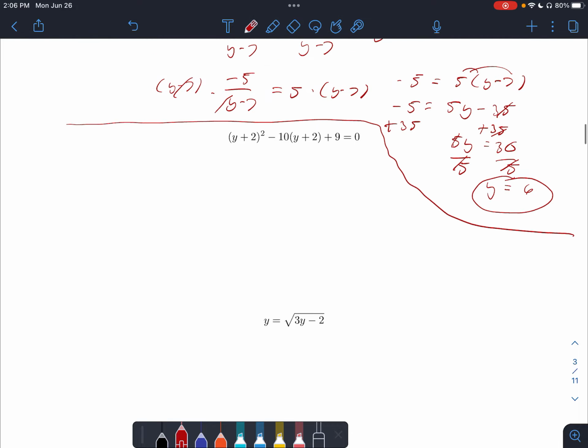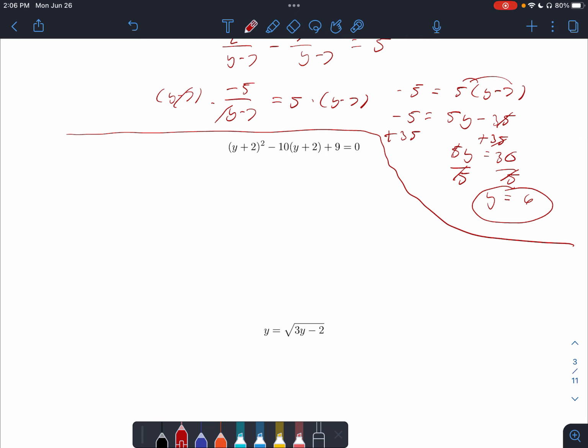Block this off. So here we have y plus 2 squared, in parentheses, minus 10 times y plus 2 plus 9 is equal to 0. So you have a couple of options here. One is you could FOIL everything out and you get a giant mess, and that's a valid way of doing this. But there's actually an easier way to do it.